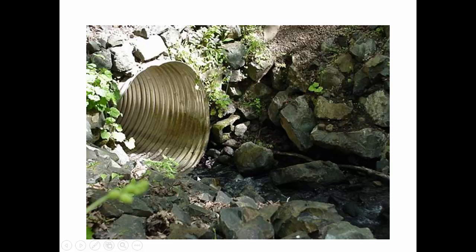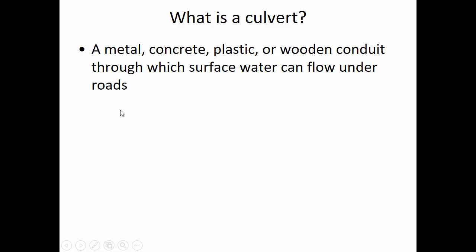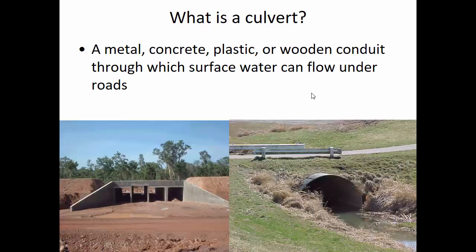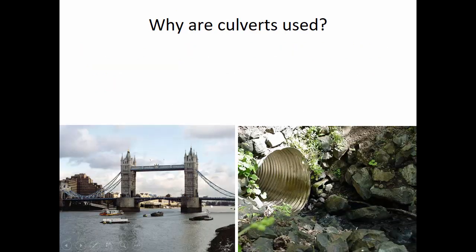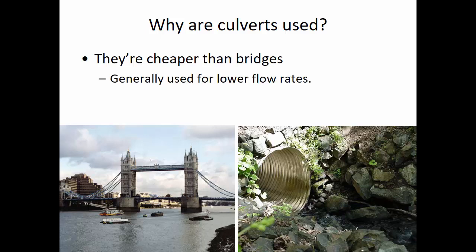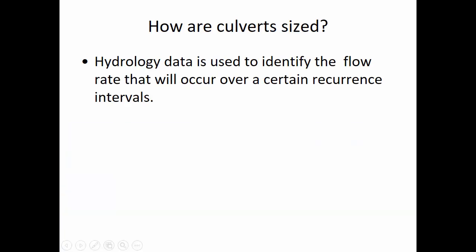Sometimes culverts are just as simple as a projecting pipe, and it can be made out of a variety of materials, and it's meant to convey water under a road. And they're used because they're so much less expensive than a big fancy bridge would be. And they're generally used for much lower flow rates. We wouldn't be able to put the entirety of the Thames River through this culvert like you can under London Bridge. But for a lot of the small watersheds that are going to be along a two-lane divided highway in West Virginia, a culvert's going to have plenty of capacity.